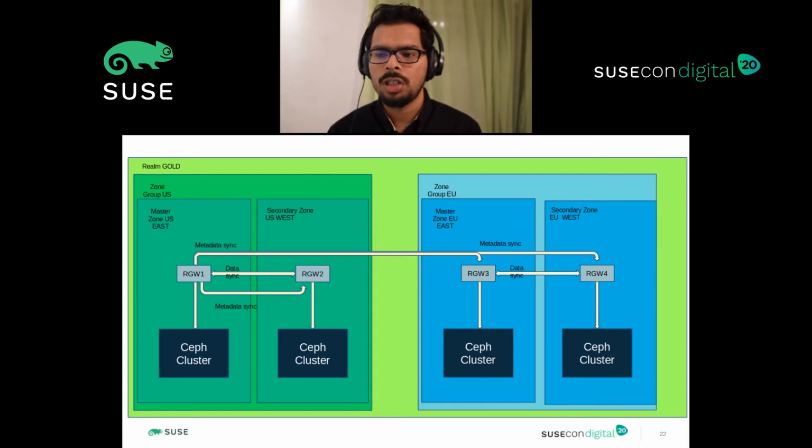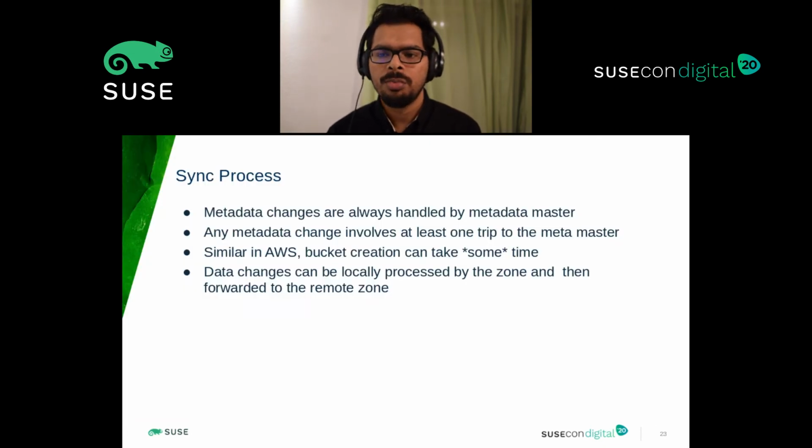When you talk about the sync process itself, metadata changes are always handled by the metadata master. In the previous scenario, US East would be the source of all metadata changes, and any metadata change involves at least one trip to the master. Similar to AWS, bucket creation is supposed to take a bit of time because it has to be relayed across all the AWS regions. That's the same concept here: a bucket creation is forwarded to the metadata master, and only when the master confirms the creation is the bucket created in the local site.